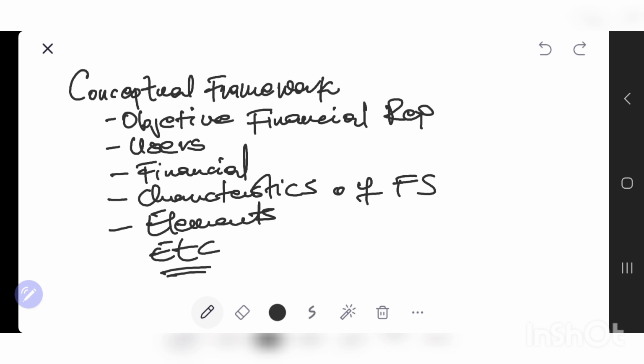The objective of financial reporting, you need to know it word by word, guys. Okay? You need to know this objective of financial reporting word by word. I've already explained it, but I'm going to write it down for you and explain it to you again so that you understand it.